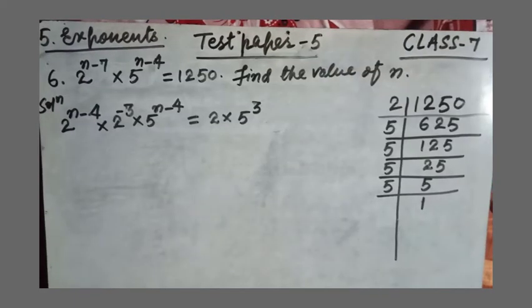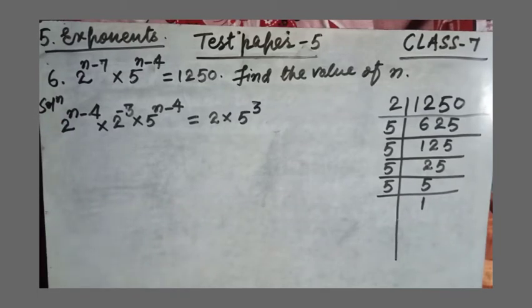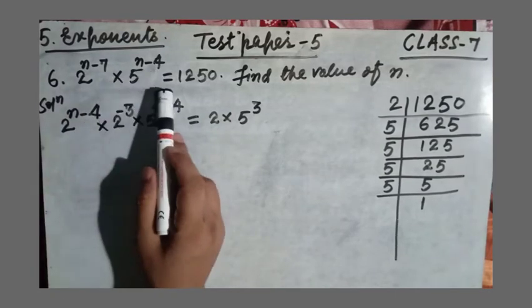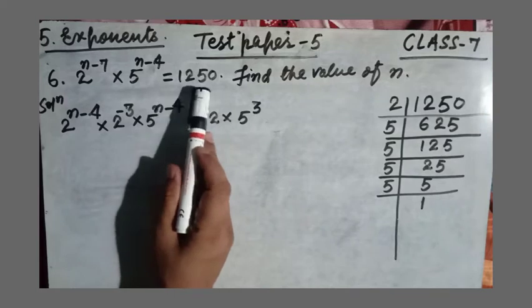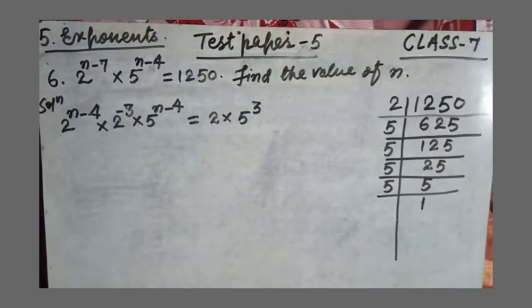Now question number 6 says, and we have solved this type of questions in the previous exercise. So friends, question number 6 says 2 raised to power n minus 7 multiplied by 5 raised to power n minus 4 is equal to 1250. Find the value of n. Now how to solve this question?